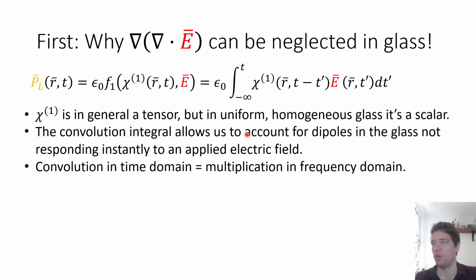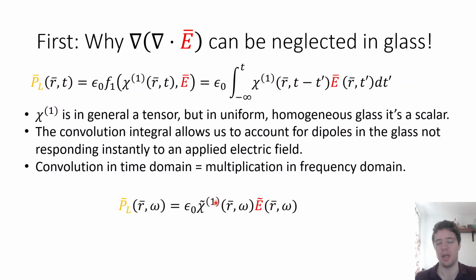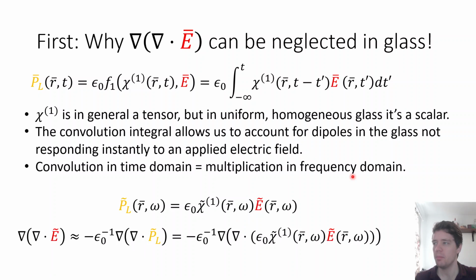However, one trick we can do is to note that a convolution in the time domain is equivalent to multiplication in the frequency domain. So that makes this expression a little bit easier, because if we take the Fourier transform on both sides, we can simply write this as a multiplication of the chi1 tensor, now in the frequency domain, onto E. And again, of course, we're going to assume that this is not a tensor, but just a scalar. So again, much nicer than what we have up here.